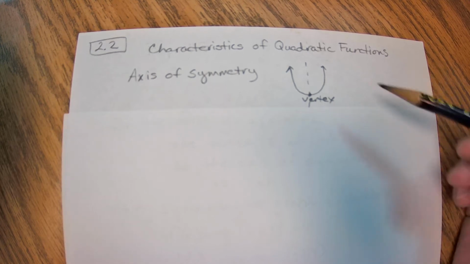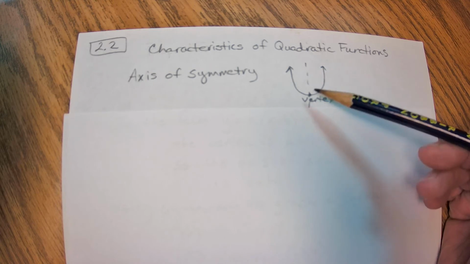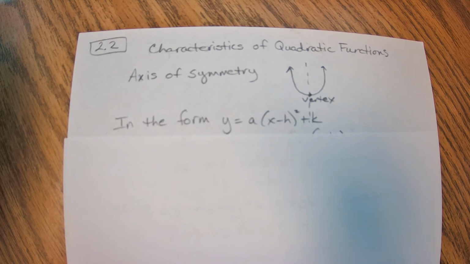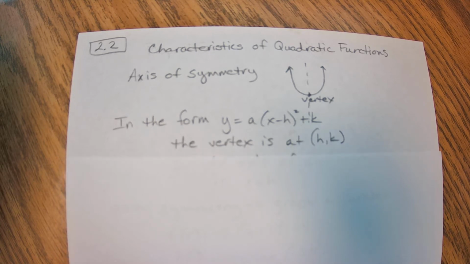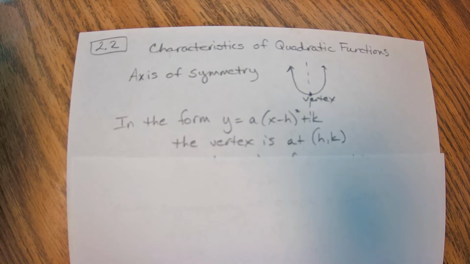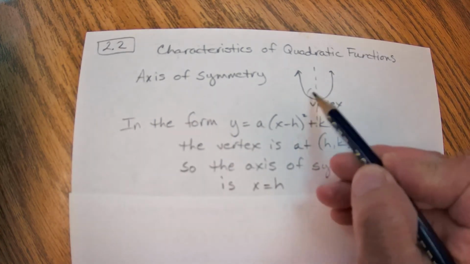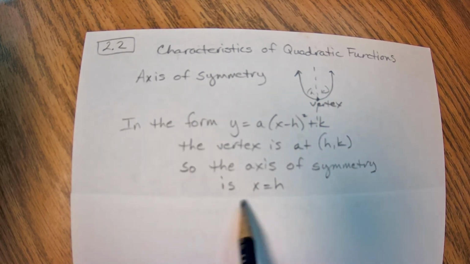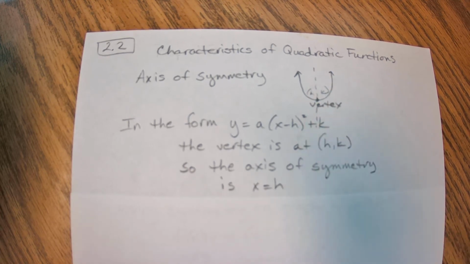The axis of symmetry goes right through the vertex, splits this thing in half. You could fold it in half and it would coincide with the other side. So when we're looking at the vertex form of a parabola, and we know that the vertex is at (h, k), then I know that the axis of symmetry is x equals whatever my x value of the vertex is, so x equals h.